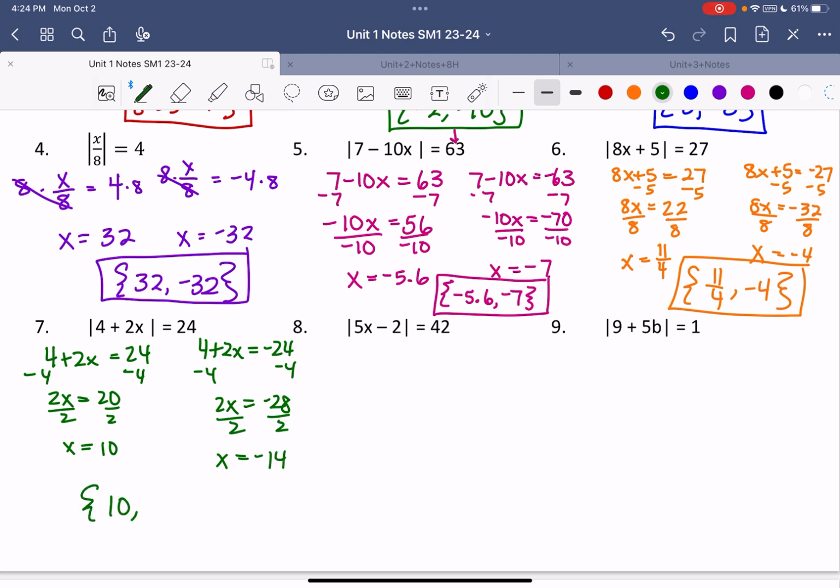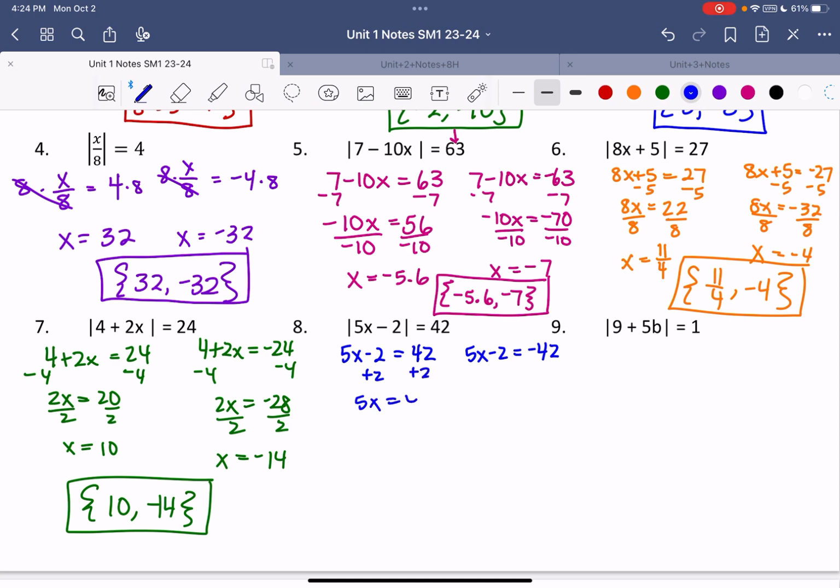Now, I know I'm going kind of fast on the solving because these are fairly simple equations, and you should be okay solving these two-steppers fairly quickly. So we take what's inside, we take it out, set it equal to the positive, set it equal to the negative. And solve our two-step equation by adding or subtracting, and then multiplying or dividing. So here 5x equals -40, so divide by 5, x equals -8. So our numbers are 44/5 and -8.